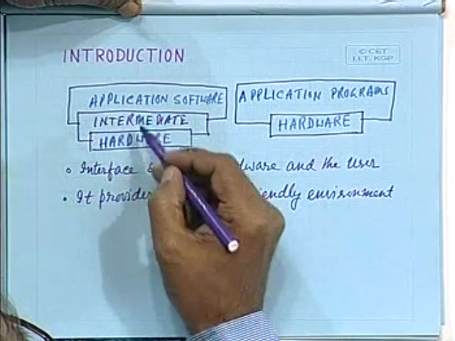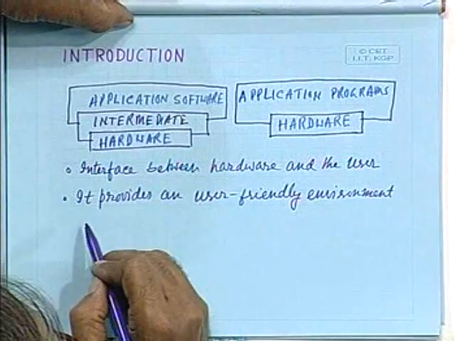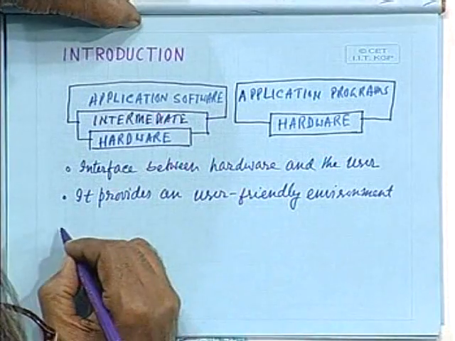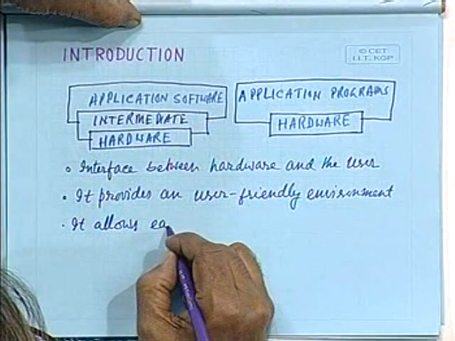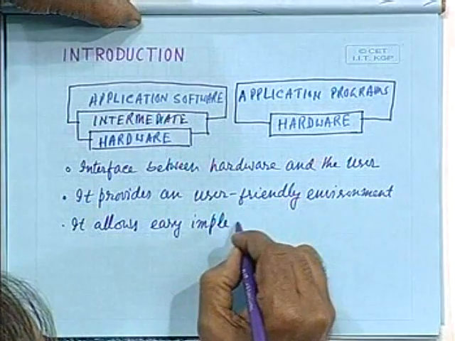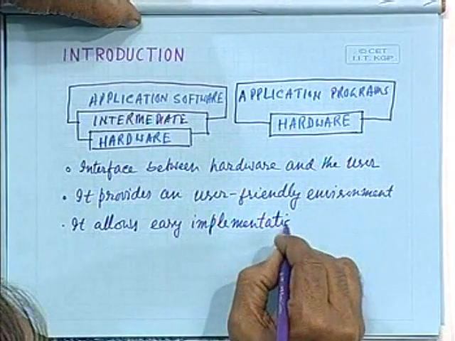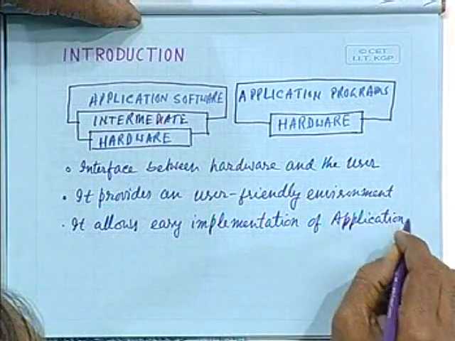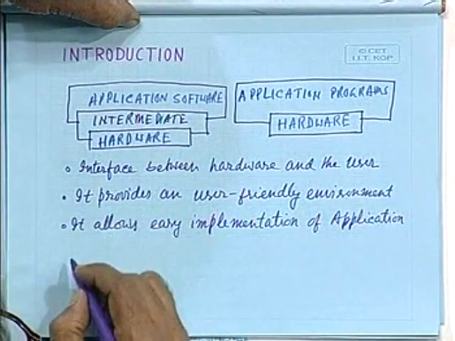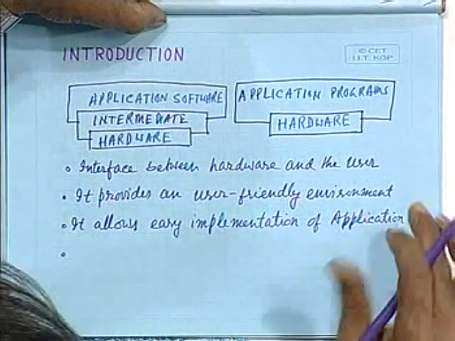Whenever the user has to interact directly with the hardware without any software in between, it may be very difficult, particularly for a beginner who is for the first time developing application software, and if the problem is complex. In such a situation, this is very much useful. So it provides a user-friendly environment. Also, it allows easy implementation of applications. Applications can be very easily implemented. So it is essentially a kind of tool that helps us in developing the application programs.